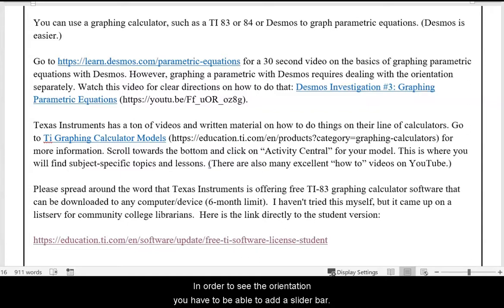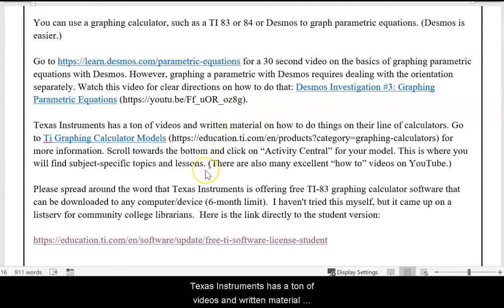In order to see the orientation, you have to be able to add a slider bar. If you will watch the video listed here under Desmos Investigation 3, Graphing Parametric Equations, at this URL, you will understand how to do that.